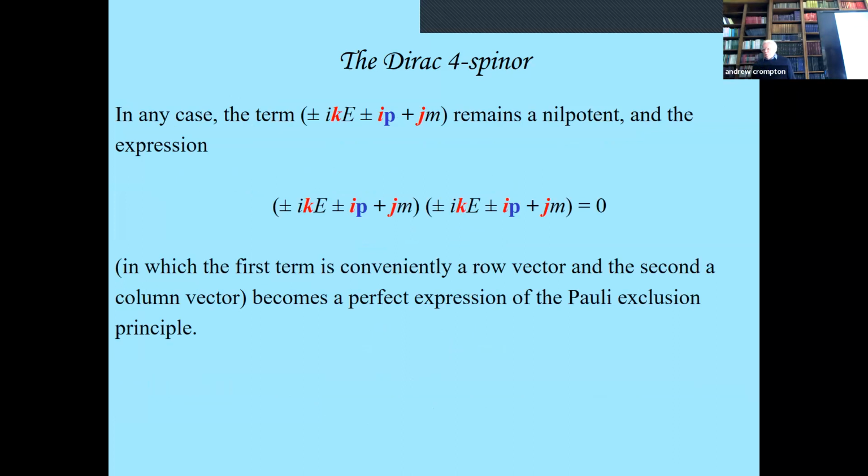So if that's a nilpotent, then we just stick that down and we get that equals 0. And it's convenient if we've got 4 terms to make the first a row vector and the second a column vector. But we'll just imagine that that's the case instead of bothering to write it down. And of course, this is a perfect expression of Pauli exclusion. No two can be the same, because if two have got the same amplitude, then they're the same, and they can't be the same because they will zero each other.